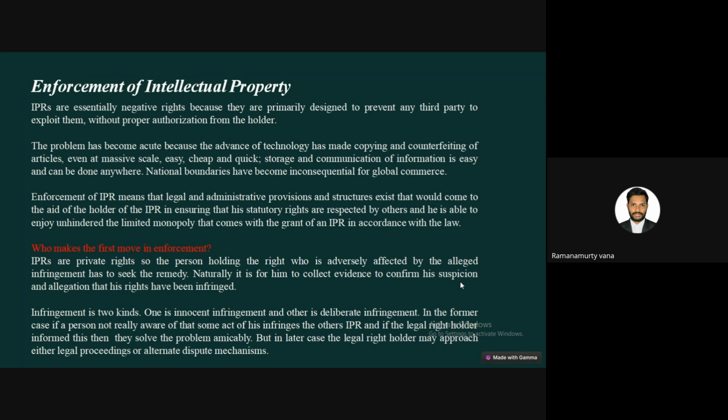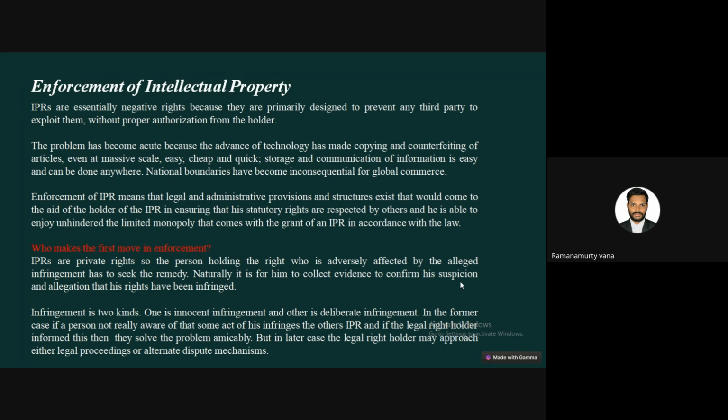So the problem has become acute because the advance of technology has made copying and counterfeiting of articles, even at massive scale, easy, cheap, and quick. At the same time, storage and communication of information is easy and can be done anywhere. So national boundaries have become inconsequential for global commerce. So these are intellectual property rights enforcement.